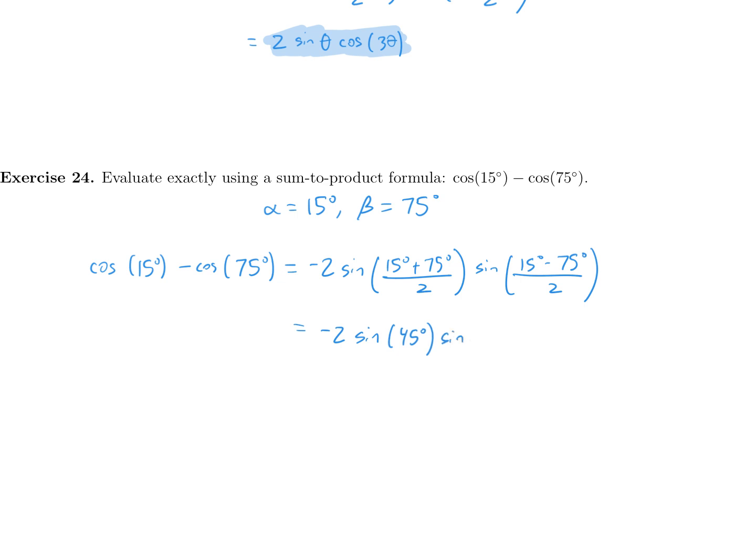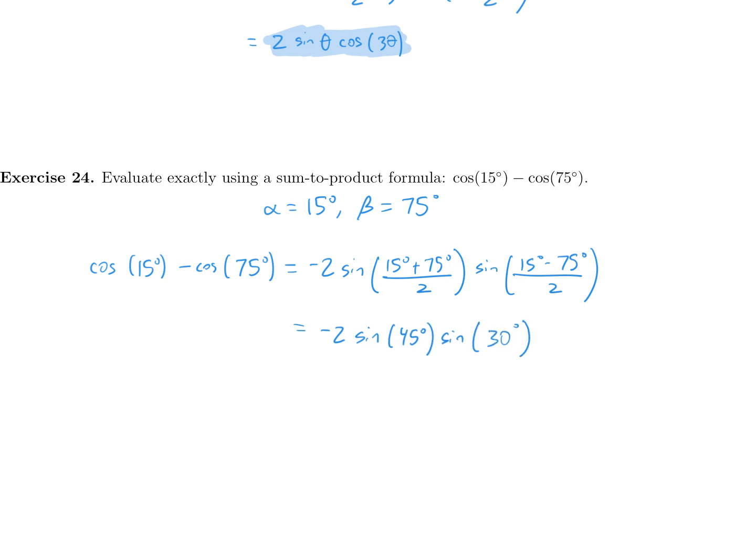And over here we have 15 take away 75, that is going to be 60, I believe. Sorry, negative 60. Negative 60 divided by 2 is negative 30.